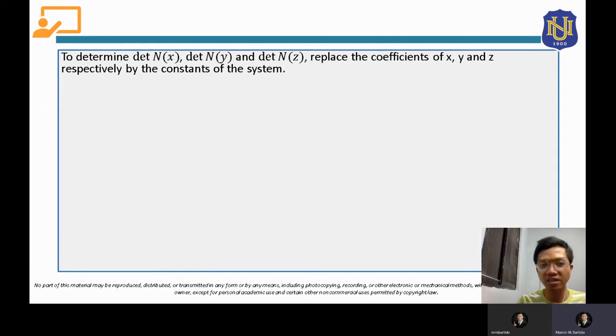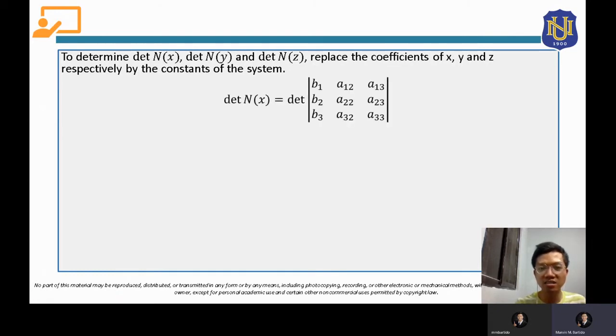So to determine the determinant of N of x, determinant of N of y, and determinant of N of z, we just have to replace the coefficients of x, y, and z respectively by the constants of the system. Let's say for the determinant of N of x, this N of x will be the matrix formed by replacing the column wherein the x variables are located with the constants.